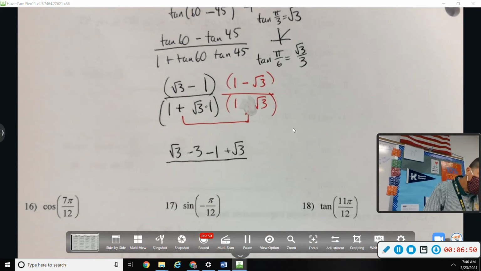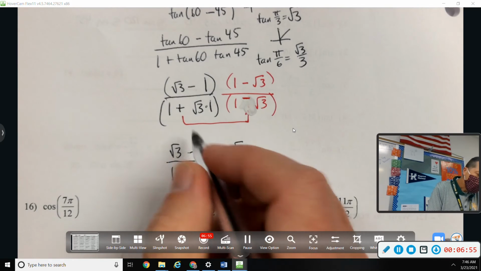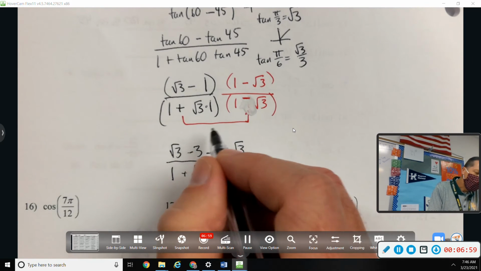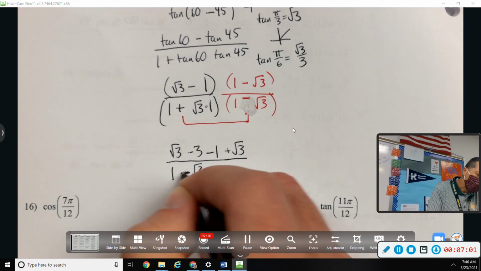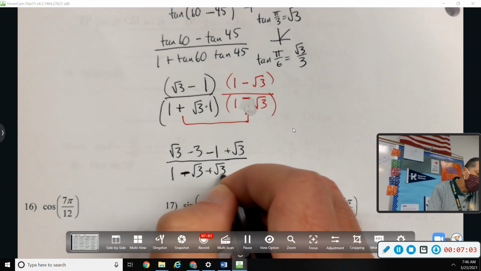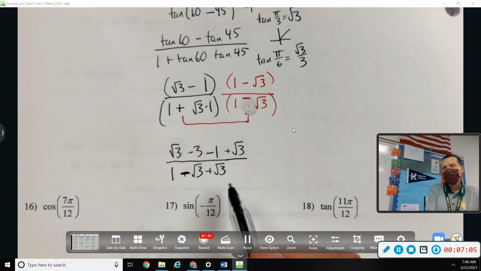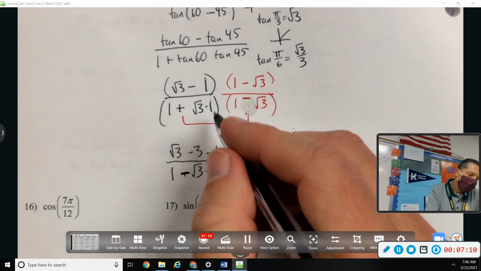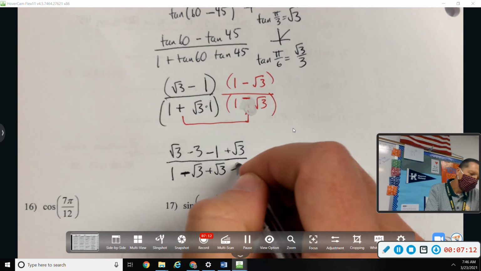FOILing the bottom. That's a minus sign in there. First, outside, square root of 3. No, outside is minus square root of 3. Inside is plus square root of 3. Those will cancel. They'll always cancel. That's why we multiply by the conjugate, to make them cancel. And then last would be minus 3.